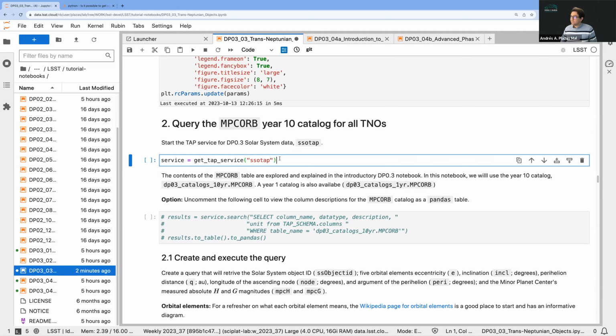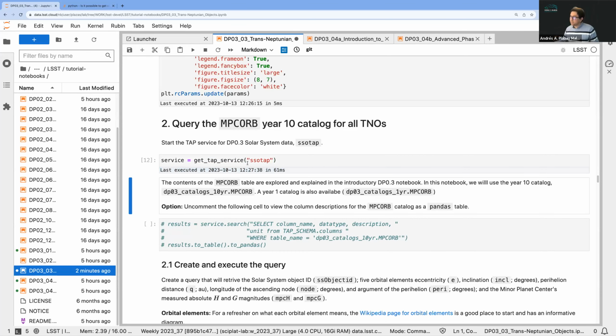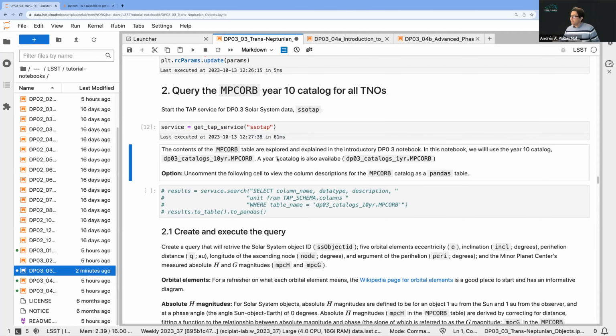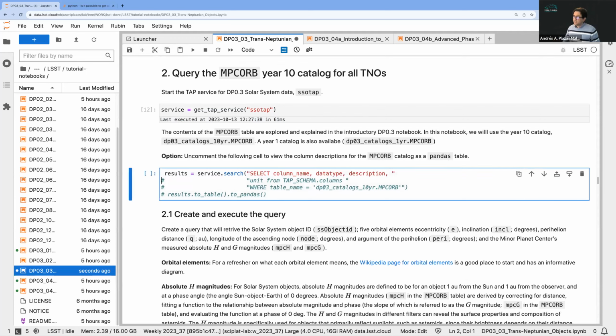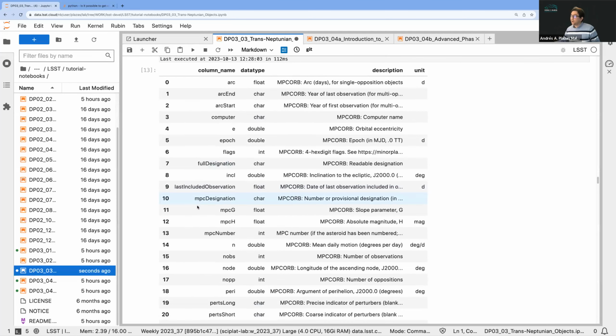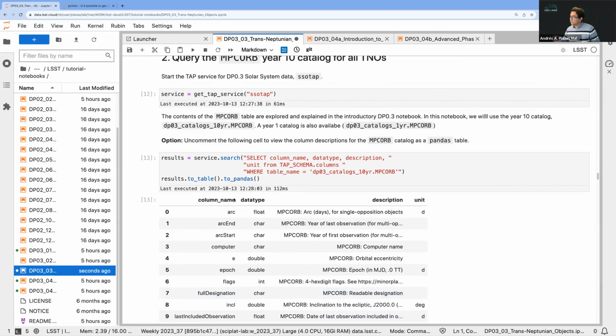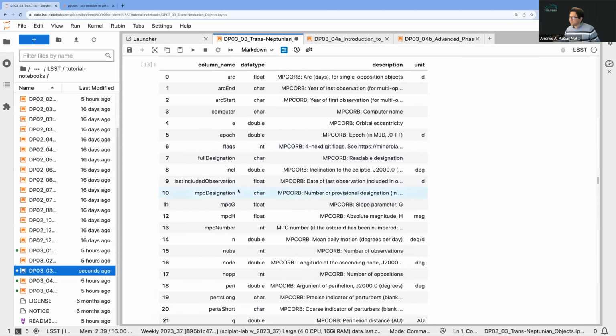Okay, so the first thing we're going to do is query this MPCORB 10-year catalog. We're going to initialize the service. We get the TAP service, pointed to the solar system objects Table Access Protocol service. As I mentioned before, we have a 10-year catalog, which is the one we're using right now, or a 1-year catalog. Here it's giving us an option, but you can explore the contents of this table, and that's a good thing to do, to see what we're actually retrieving.